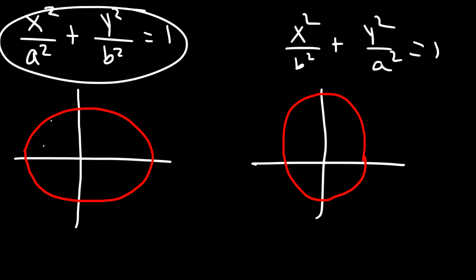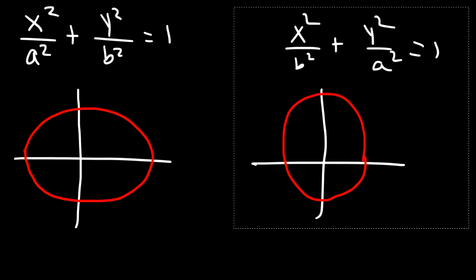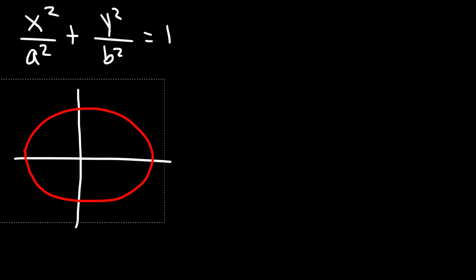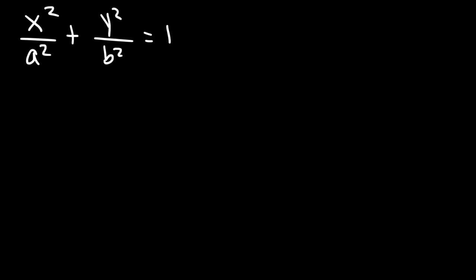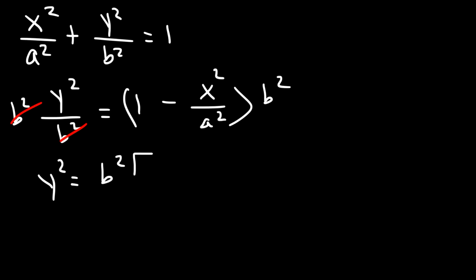But let's use this equation and let's use calculus to derive the area of an ellipse. Let's derive the formula for it. So the first thing I'm going to do is take this term and move it to the other side. So y squared over b squared is equal to 1 minus x squared over a squared. Next, I'm going to multiply both sides by b squared. And so y squared is equal to b squared times 1 minus x squared over a squared.